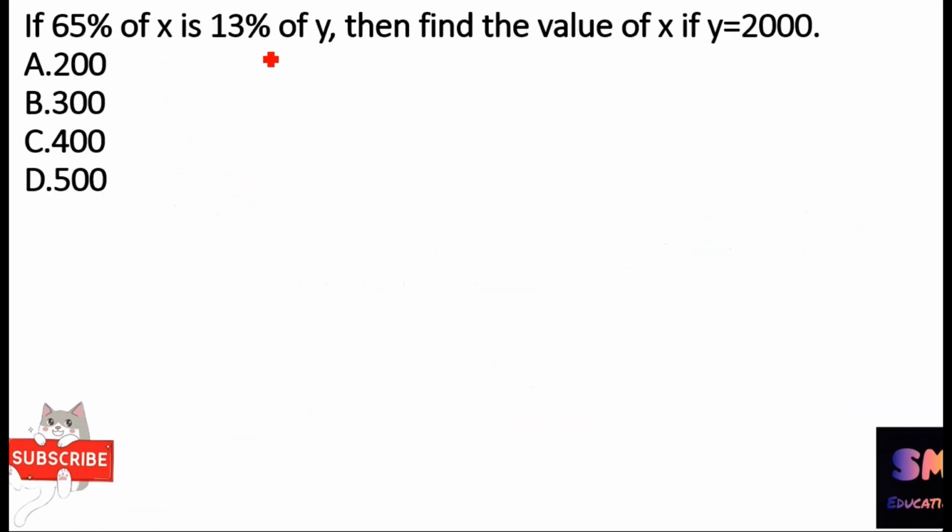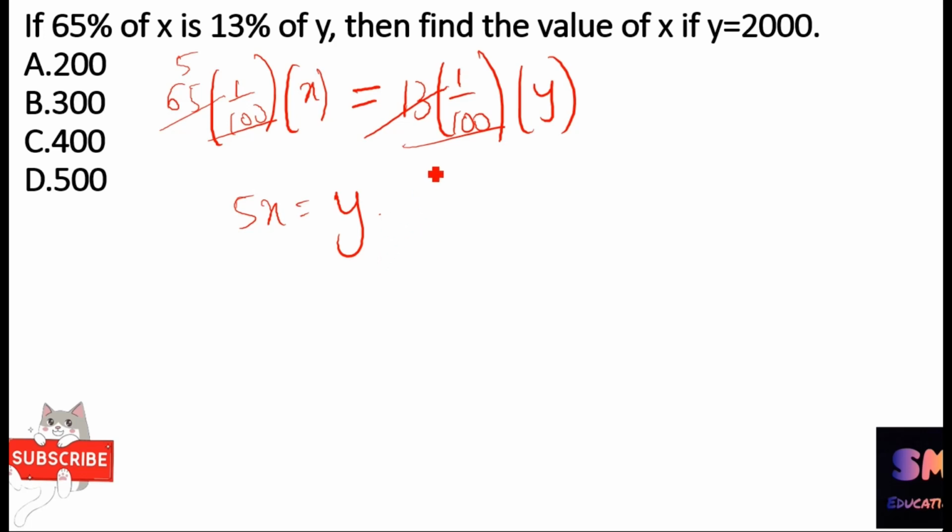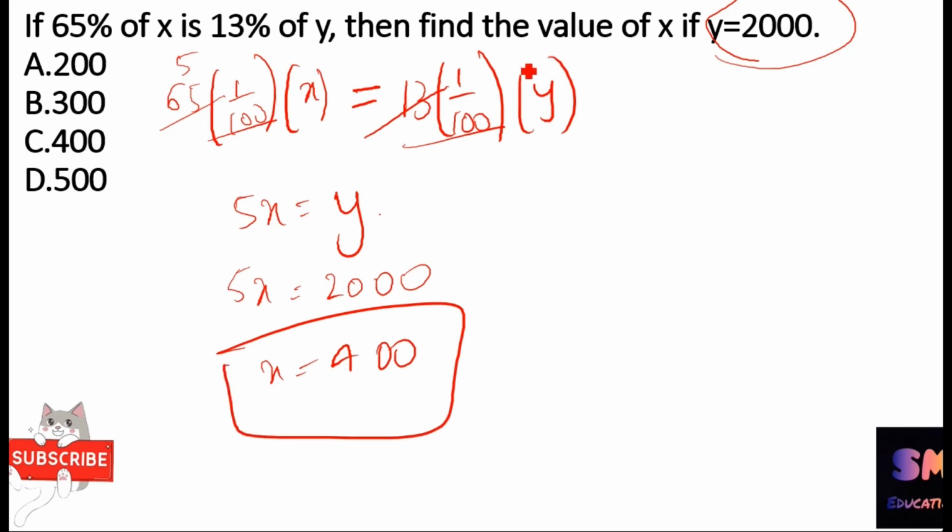If 65% of x is 13% of y. 65% of x is 13% of y. Let's calculate this one. 100 gets cancelled and 13, 5, 65. So finally we will get 5x equal to y. They given y equal to 2000. So let's substitute y value here. 2000 and x becomes 400. What they are asking to find? They are asking to find the value of x. So the value of x is 400. C option is the right answer.